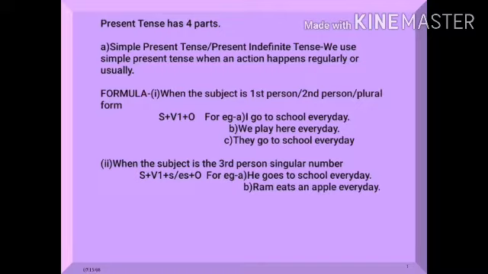Students, you can see I have divided the formula into 2 forms. First, when the subject is first person or second person or any plural form, then you can use this formula. The formula is subject plus V1, that means the root form of the verb, plus object. For example, I have written here, you can see, I go to school every day. Here I is the subject, then V1 go, then object to school, and every day is the time, which is showing that it is one type of habitual performance.